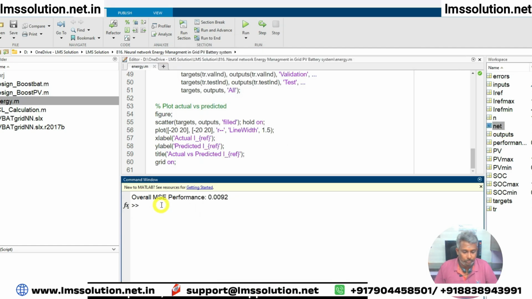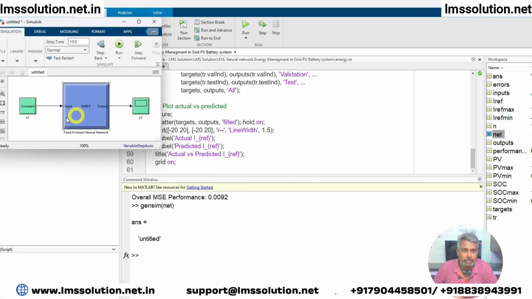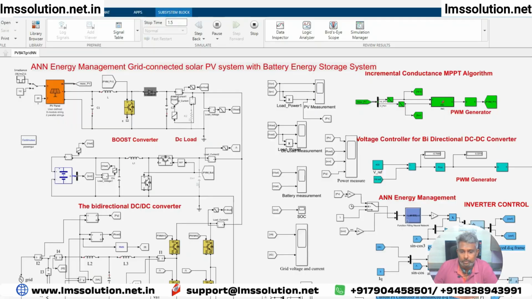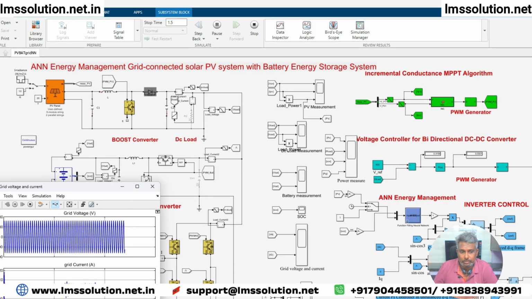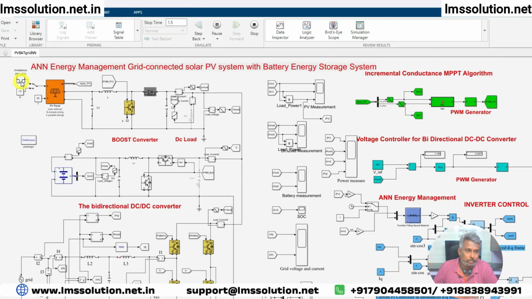If you want to convert it to Simulink, just type gensim of net. Here you will get a neural network block, where the trained neural network is converted into a Simulink form. This block will be used inside that Simulink. Now you will see the results. I will show the results and then explain them, so you can understand better. Before that, I will explain the conditions.